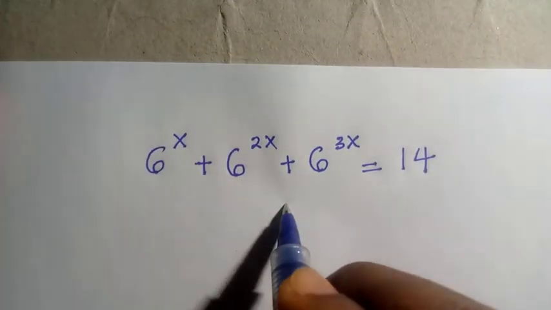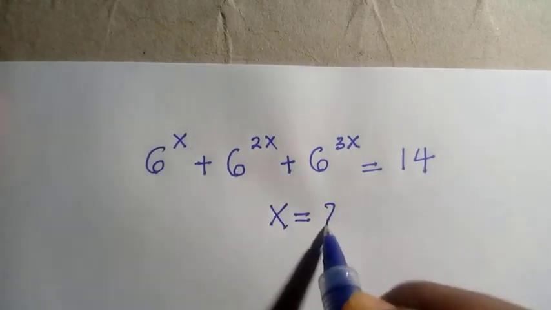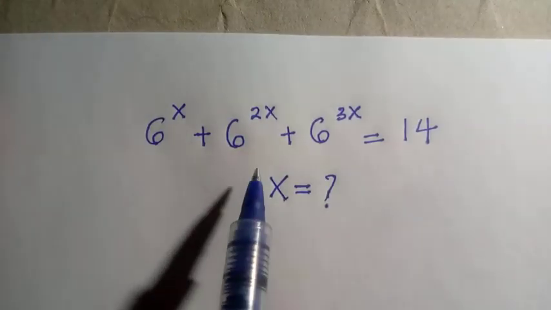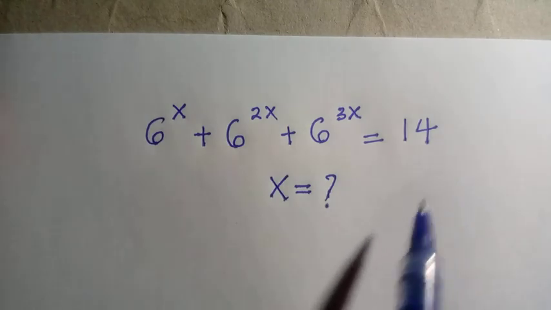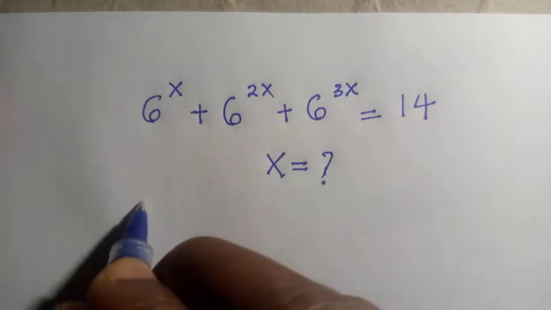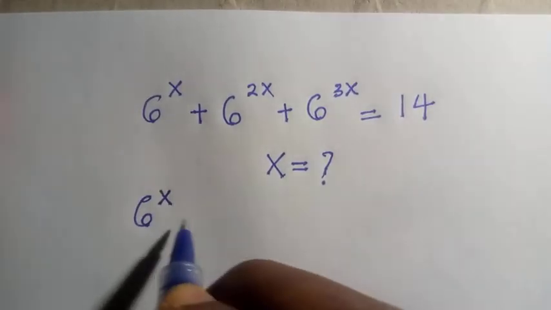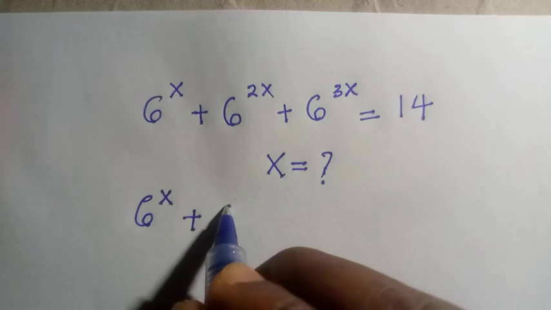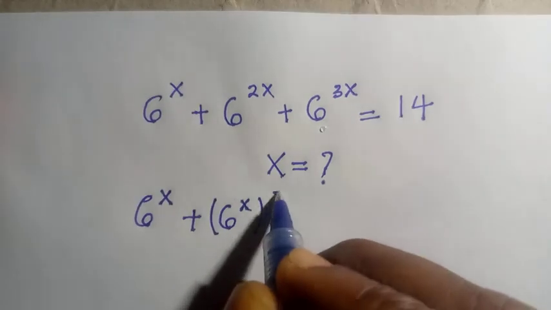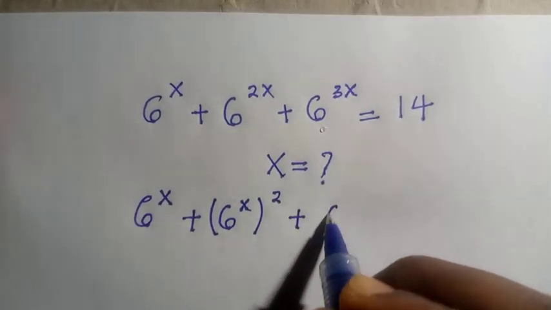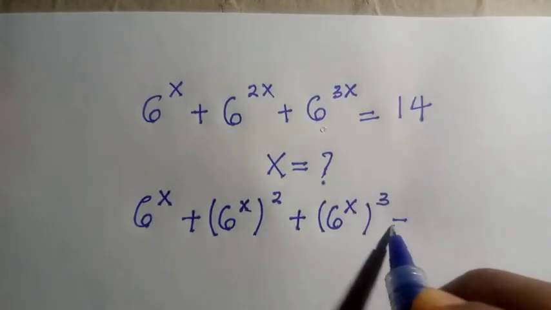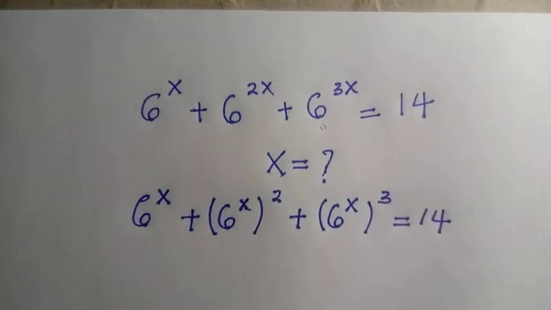How to find the value of x in this exponential equation, where we have 6 to the power of x plus 6 to the power of 2x plus 6 to the power of 3x equals 14. To solve this, we are going to rewrite this as 6 to the power of x plus 6 to the power of x raised to the power of 2 plus 6 to the power of x raised to the power of 3 equals 14.